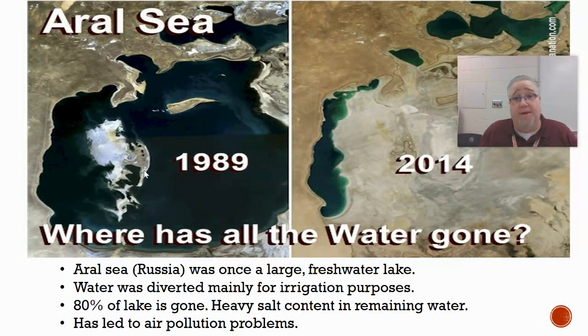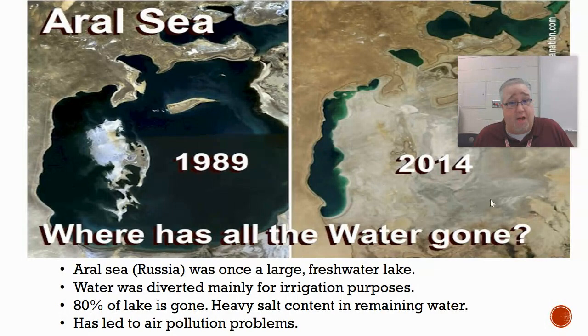But what they decided to do was divert the water. So they basically built an aqueduct system that carried water from this region to farming regions around the area. I believe they were trying to farm or grow cotton or something. I can't remember what it was. But they basically just drained this thing for irrigation purposes.